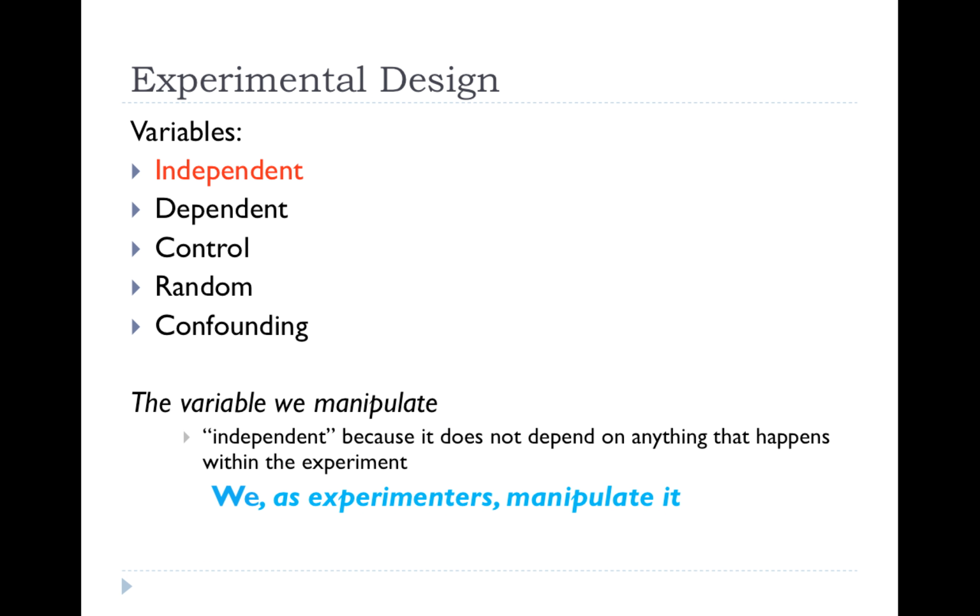Okay, so for an experimental design, right, we have some important components that we need to talk about. We, of course, have our independent variable, the variable that we're manipulating. It's independent because it does not depend on anything else in the experiment. As experimenters, it's our job to manipulate that. So that's what you have control over as the experimenter.